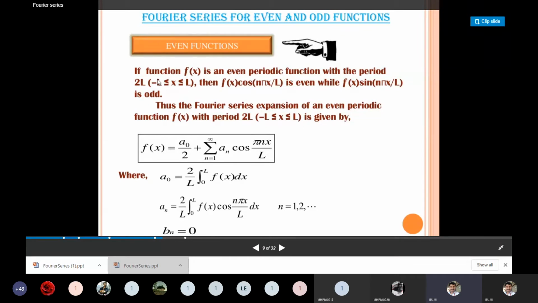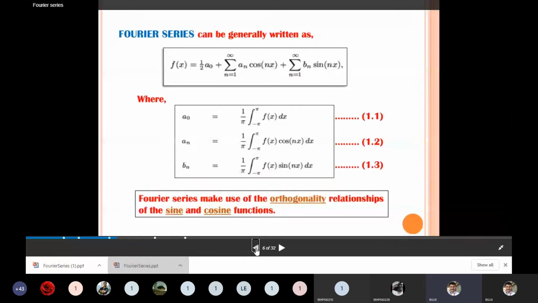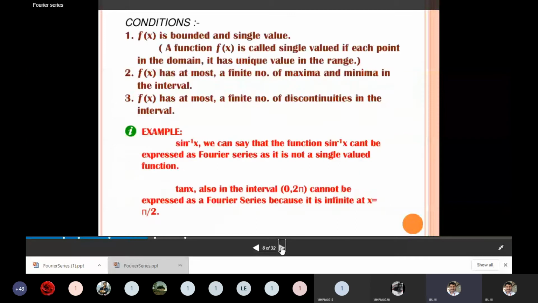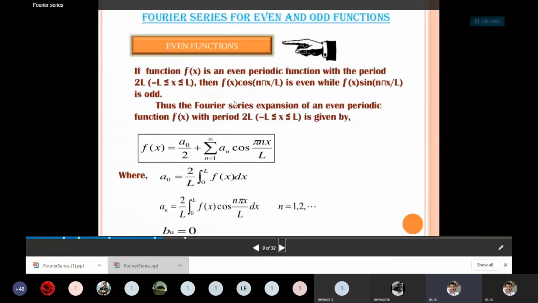Whenever even functions are there, see first formula, we go for the first formula. an is the even function, bn is the odd function. Based on these things, it is explained as even and odd functions like that.